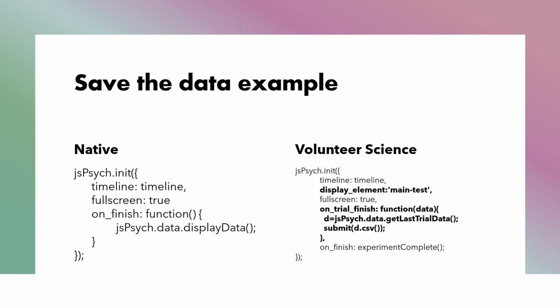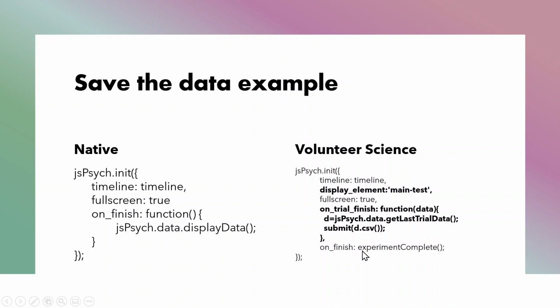So every time they finish a trial, the data gets saved to Volunteer Science. The way you do that is you say on_trial_finish: function(data), and then d equals jsPsych.data.getLastTrialData, which just pulls in the data from the trial that they just finished. And then submit(d.csv) saves the data from that trial in the CSV-ready format. The d.csv is something that jsPsych has natively. So we're using the jsPsych library for the .csv argument. So every time the trial finishes, we get the data from that trial and save it in the CSV-ready format. The last thing, which should be bolded but it's not, is this on_finish argument.